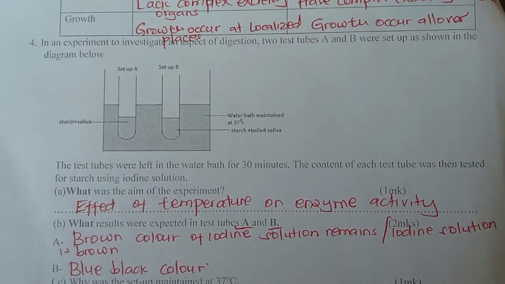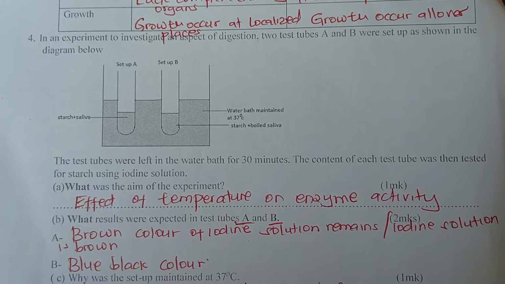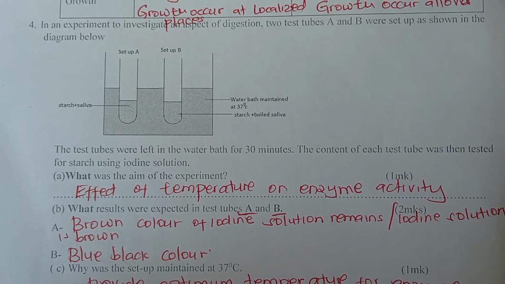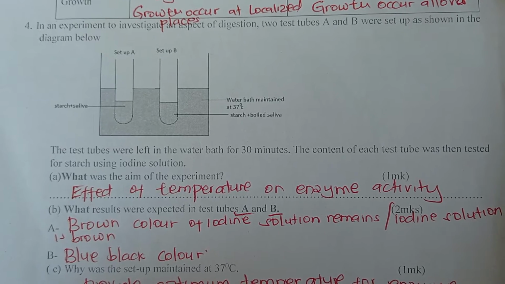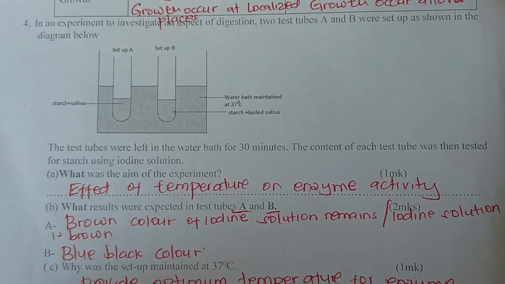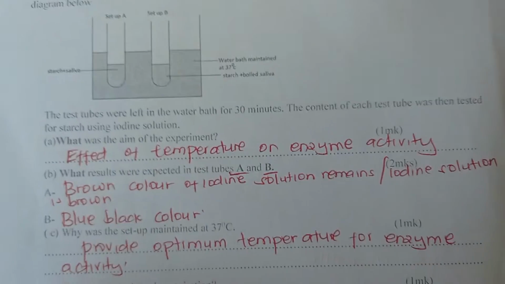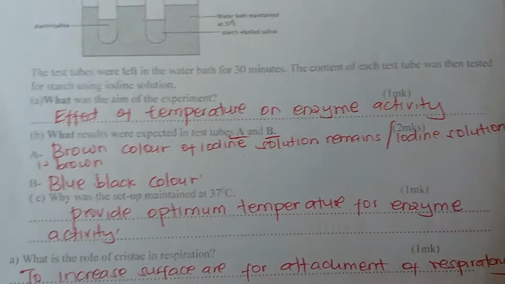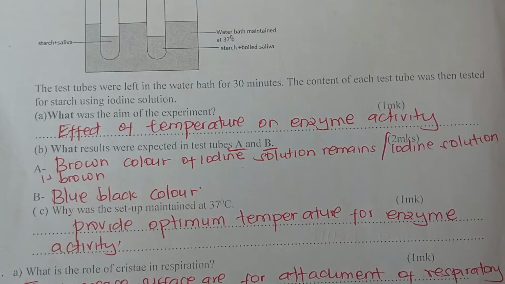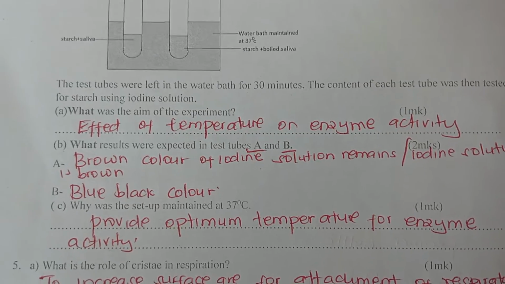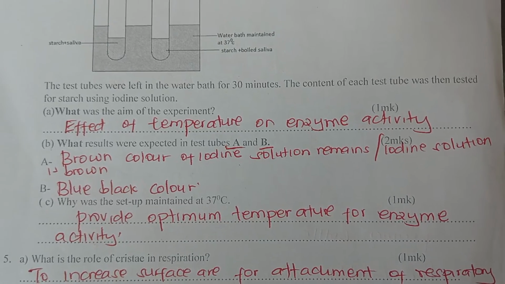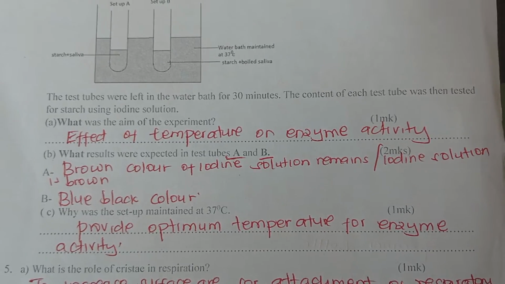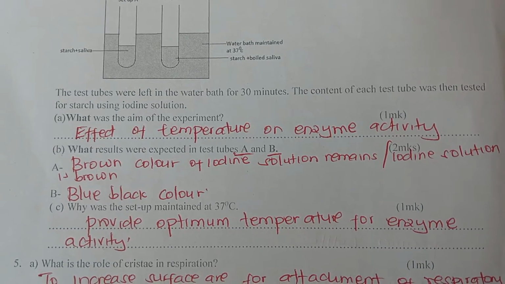We have an experiment to investigate the aspects of digestion. Two test tubes A and B were set up as in the diagram below. So the setup A was starch and saliva, and setup B, there was a water bath maintained at 37 degrees Celsius, and then starch and boiled saliva. You are told the test tubes were left in the water for about 30 minutes, and then the contents of each test tube were tested for starch using iodine solution. So what was the aim of the experiment? It is to investigate the effect of temperature on enzyme activity. Remember, in starch digestion you have the enzyme amylase.